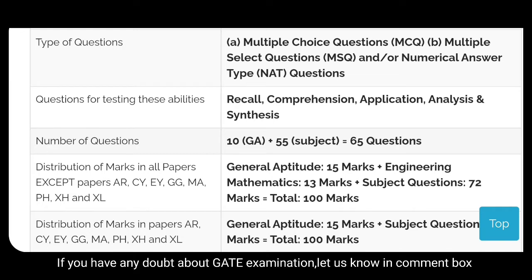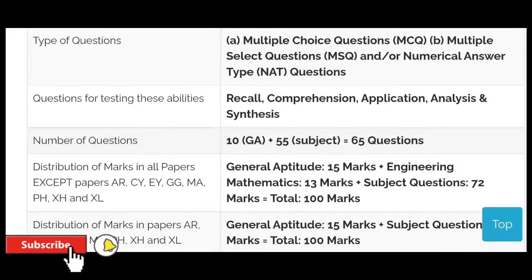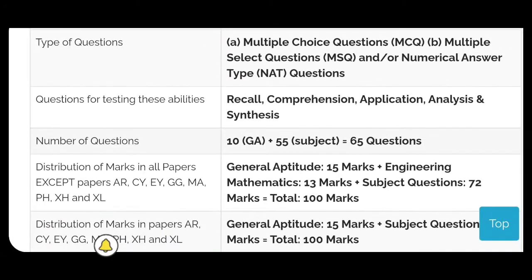The next is numerical type question. In this, the question is followed by a blank. One blank will be given and you have to calculate the answer and put the answer. Coming to the number of questions in GATE 2023, the total number of questions is 65. 10 questions come from general aptitude and 55 questions from your technical subject, mechanical, computer science, whatever your branch. So 55 questions from that subject.